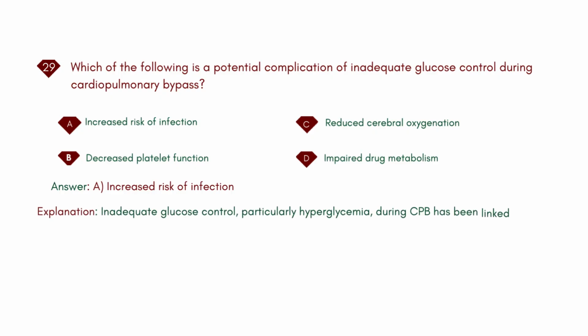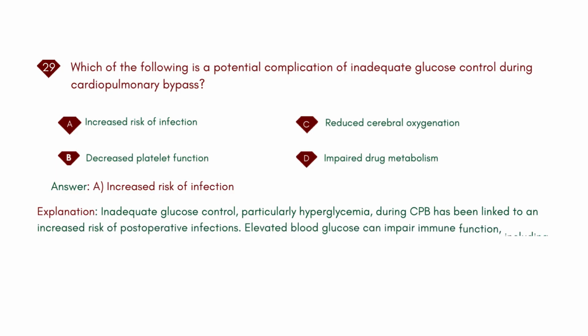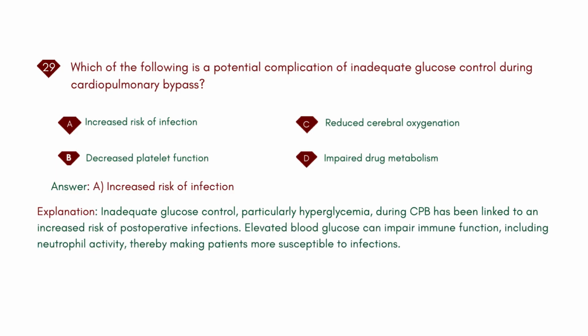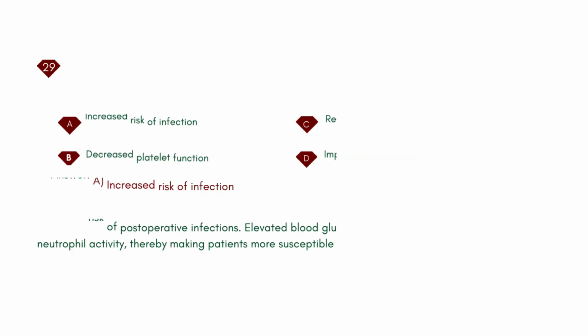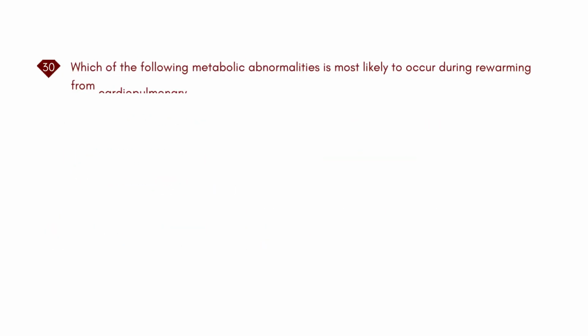Explanation: Inadequate glucose control, particularly hyperglycemia, during CPB has been linked to an increased risk of postoperative infections. Elevated blood glucose can impair immune function, including neutrophil activity, thereby making patients more susceptible to infections. Which of the following metabolic abnormalities is most likely to occur during rewarming from cardiopulmonary bypass?